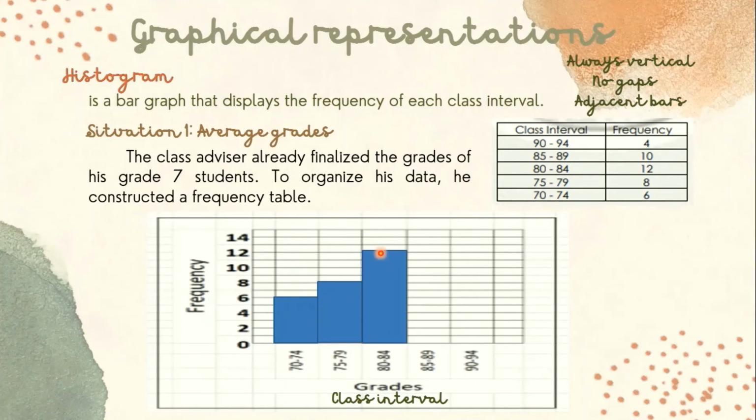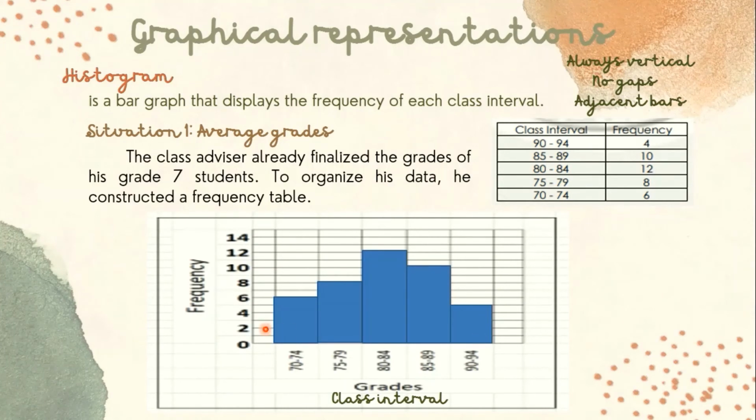For 85 to 89 na class interval, we have frequency which is 10. So, dapat hanggang dito lang i-cover natin na space for 85 to 89. Lastly, yung ating class interval na 90 to 94 ay may frequency na 4. So, dapat hanggang dito lang siya sa 4. Ito yung kanyang space. Pero dapat hanggang 4 lang. Ito na yung ating constructed na histogram for this frequency distribution.